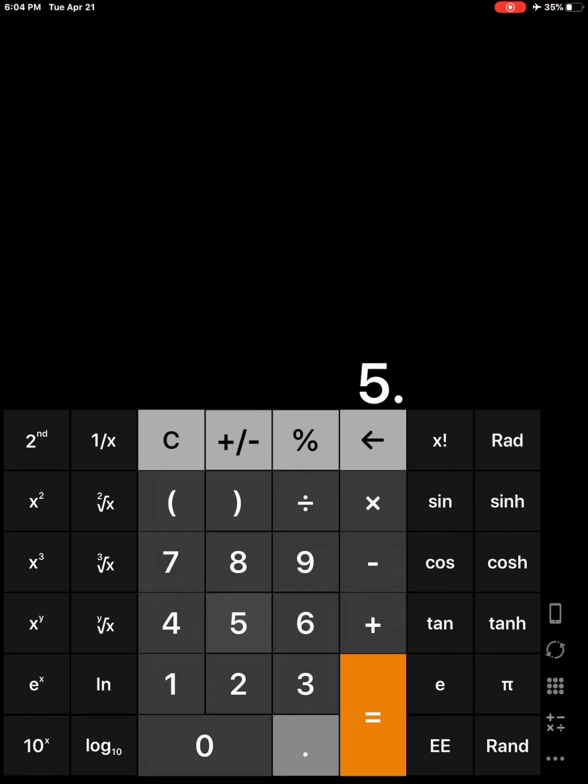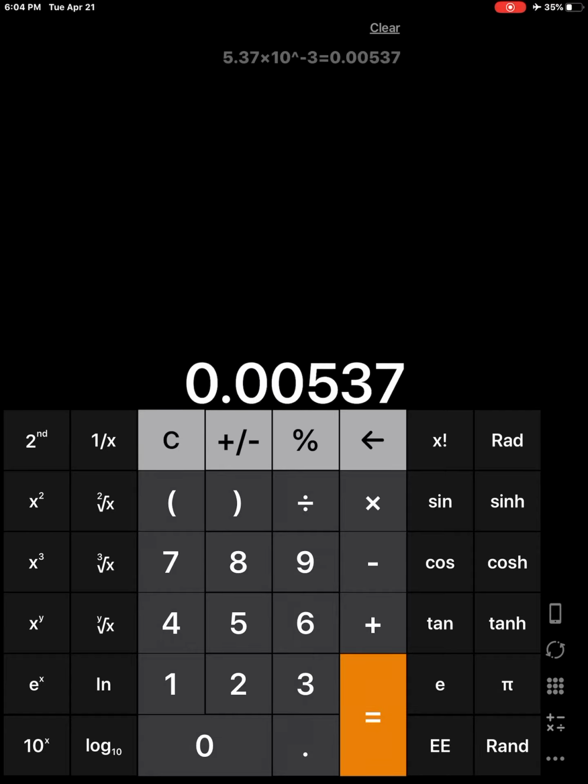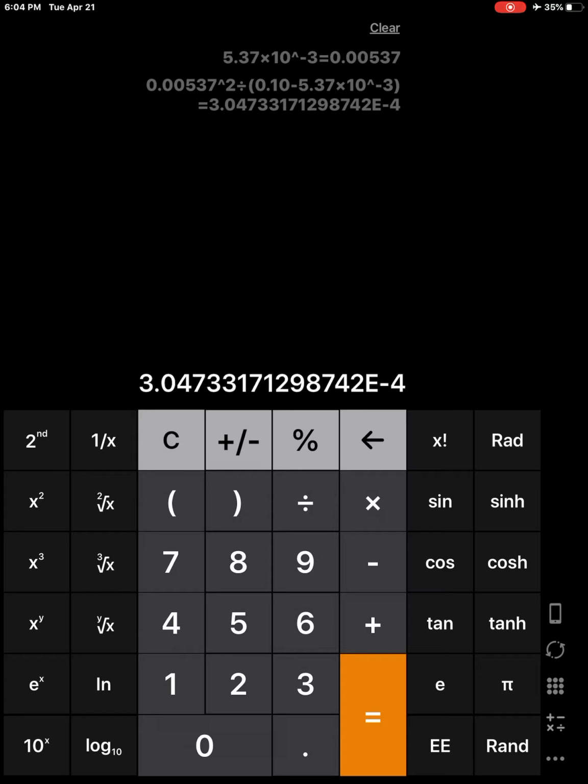So 5.37 times 10 to the minus 3. We're going to square it, and then divide it by 0.1 minus 5.37 times 10 to the minus 3. And that gives us 3.05. I'm going to round it to 3.0 times 10 to the minus 4.